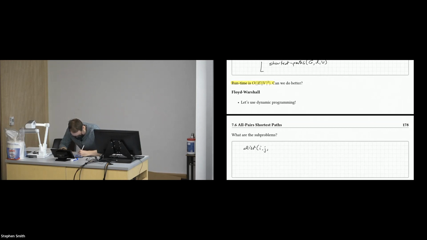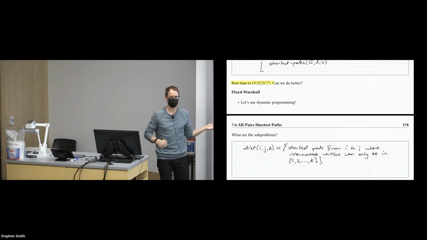So I'm going to write dist from i to j using items or vertices 1 through k. And it has a long definition, which is the shortest path from i to j where intermediate vertices can only be in 1 through k. I say intermediate vertices because the endpoints i and j might be larger than k. It's just everything in between them on the shortest path has to be between 1 and k.